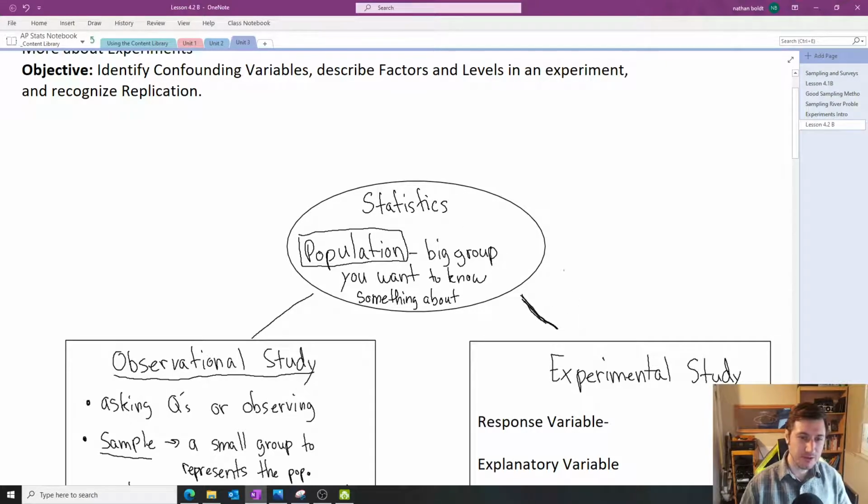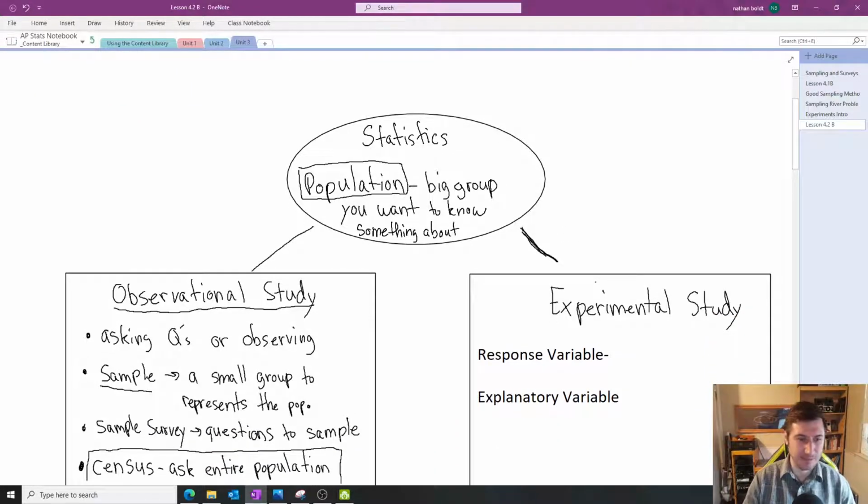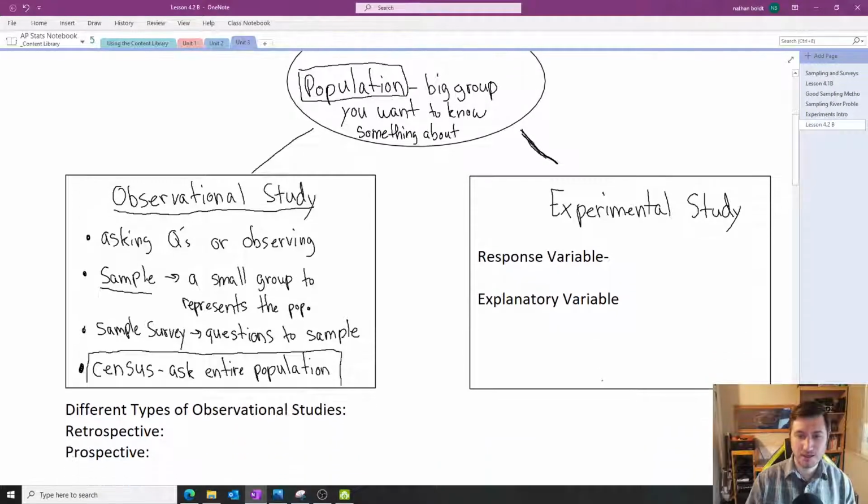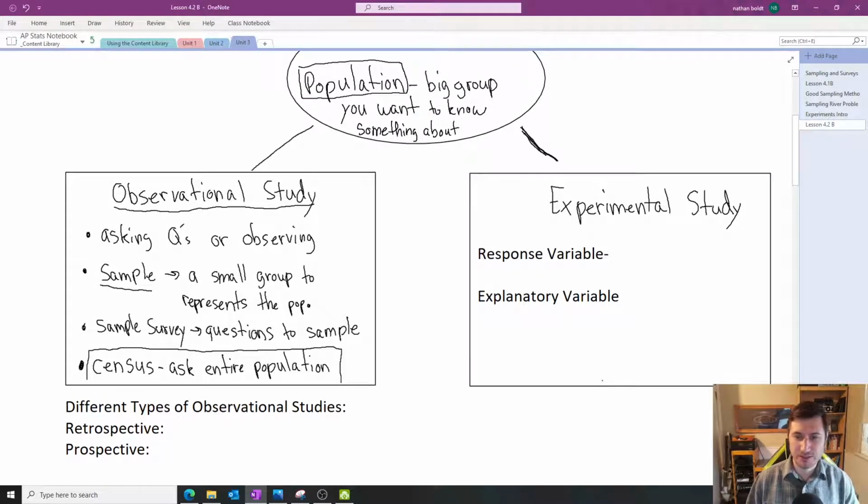So remember, the big picture here with statistics is two things. In statistics, we are trying to figure out something about a population, and there's two ways to do that. You can do an observational study or an experimental study. Now, we've done a lot of observational study. Now we are moving on to experiments, and in an experiment, you have a response variable and an explanatory variable.